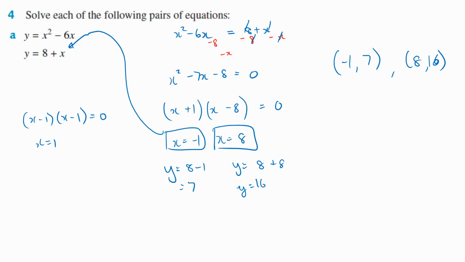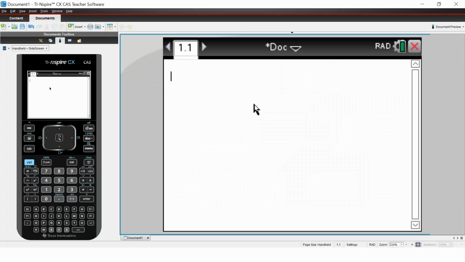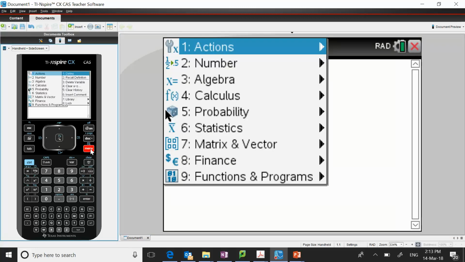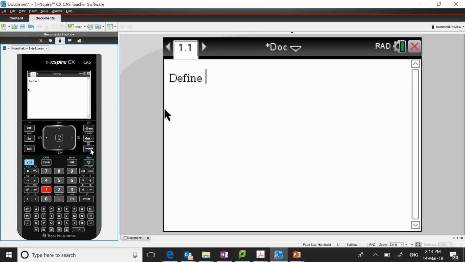If I want to find the intersection of y equals x squared minus 6x and y equals 8 plus x, there's two ways to do this. You can do it algebraically on your calculator, or you can sketch it on a graph. Now, this is how I do it. I always define first, so if you never use the calculator, menu 1 is define. Define is just to, instead of retyping the equation over and over, I use define. Now instead of using y's, you're going to eventually have to learn to use f of x. And I'll show you why.